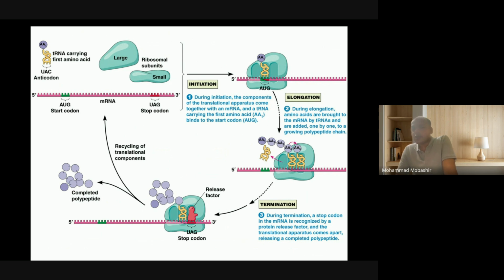And after elongation, the termination step comes into effect. During termination, a stop codon in the mRNA is recognized by a protein release factor, and the translational apparatus comes apart, releasing a completed polypeptide. And that is what you can see here. And then this recycling process is going on. Now, there are some other things also during translation. There are some errors, which I will be discussing, and they have great importance in biology and biological diseases.